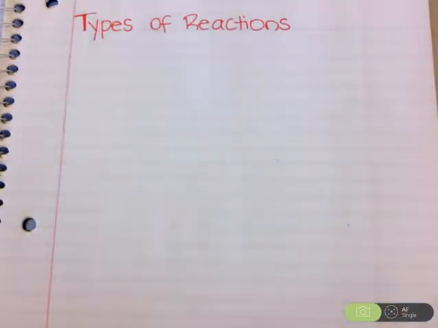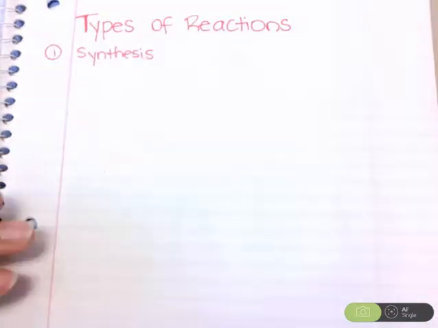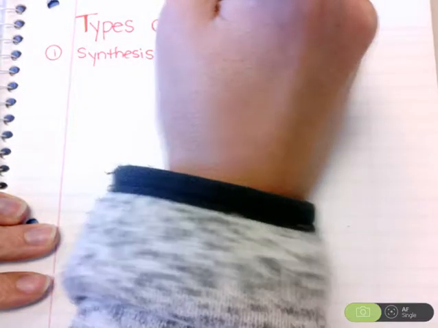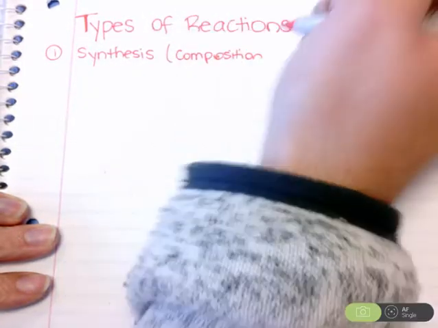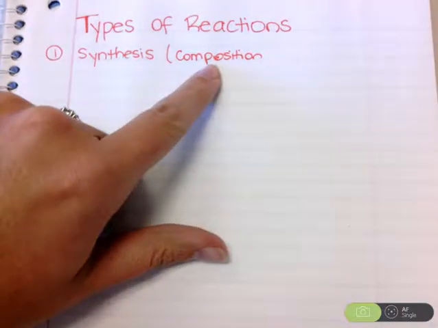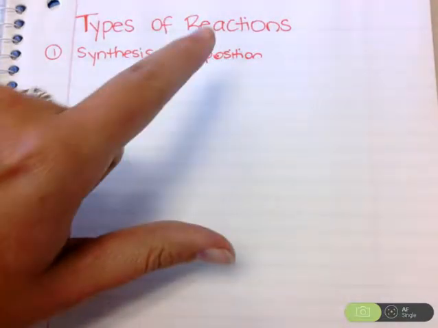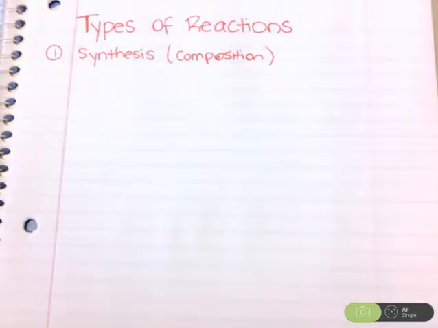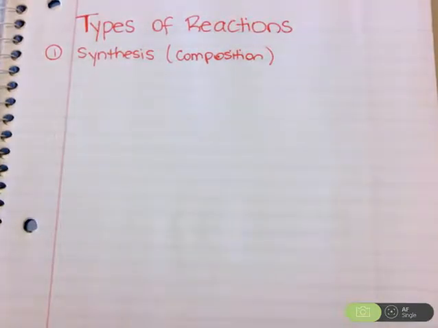So for types of reactions, we're going to start with the first type. The first type that we're going to discuss right now is the synthesis reaction. Synthesis is also sometimes called composition. I don't like composition, and we'll discuss that later, but according to the way the standards are written currently, your EOC is possibly going to use the word composition over the word synthesis. So I want you to be aware of that.